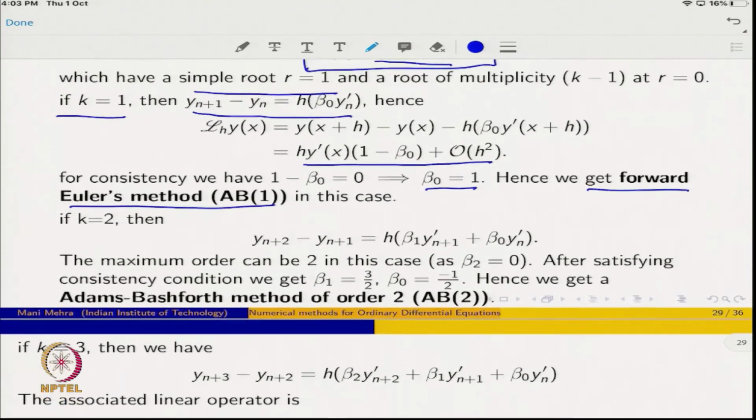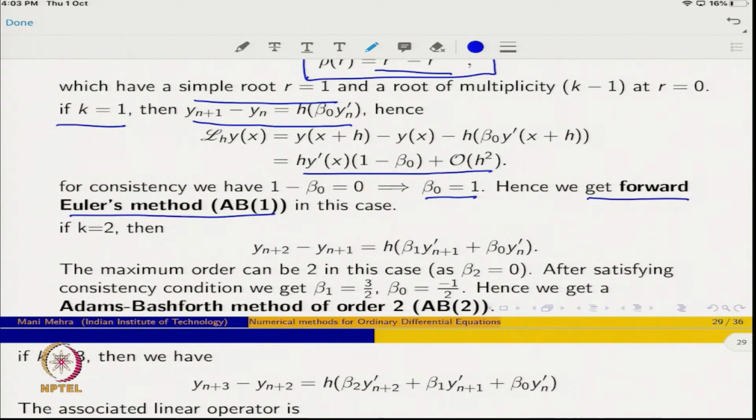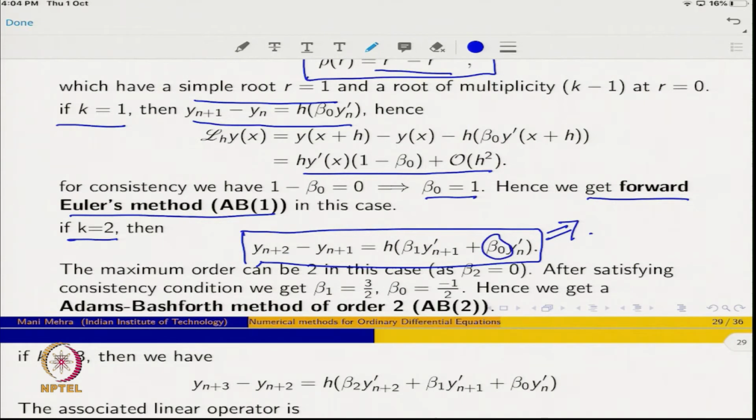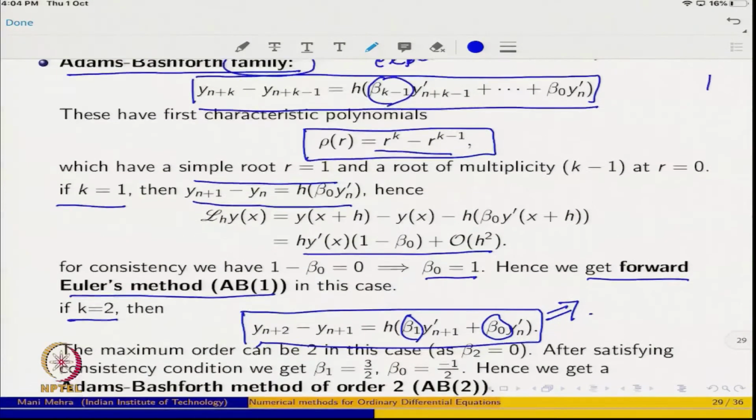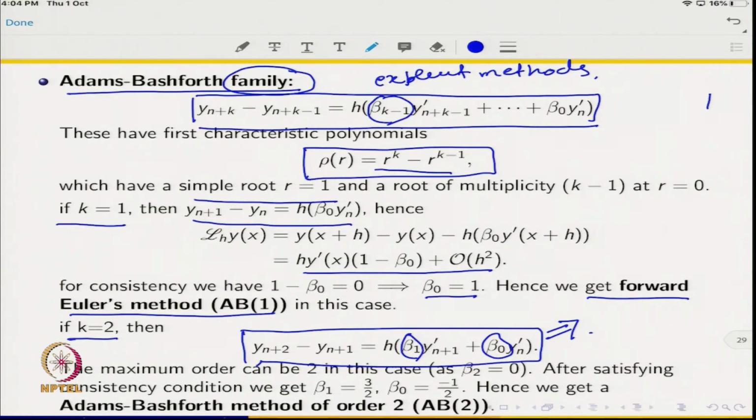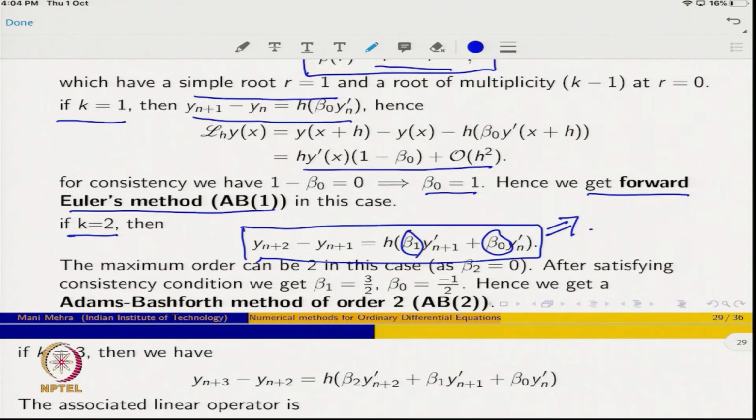Okay. So, now let me try for k is equal to 2, then our difference equation will be this. If you remember from the previous lecture, we have separately dealt with this kind of difference equation, and we found beta naught, beta 1 in such a way that the method should be consistent, and the first characteristic polynomial of this difference equation automatically satisfies the root conditions. That is what we have in fact said in a more general case. So, in a particular case of course, that condition will always be true.